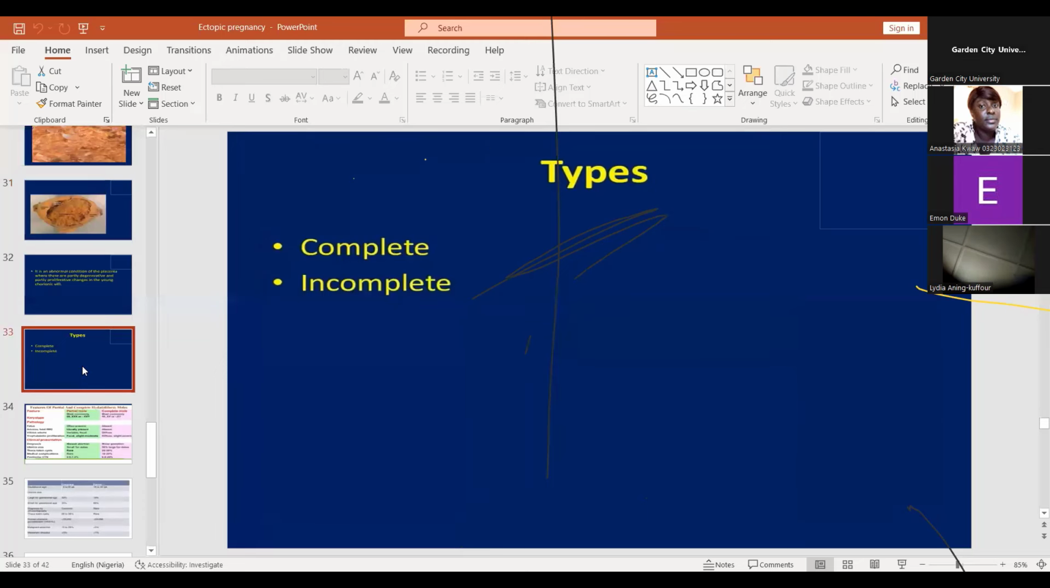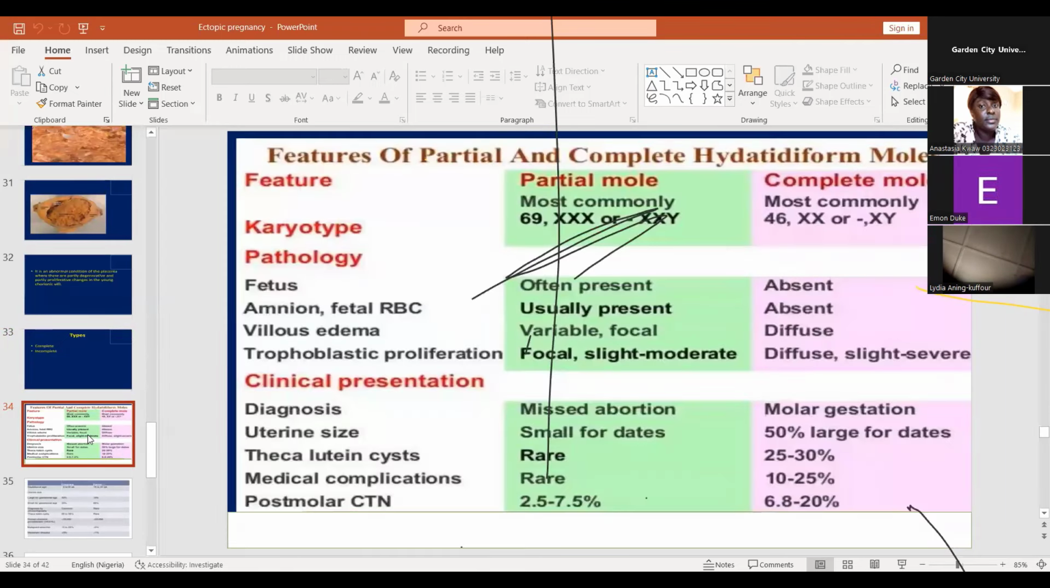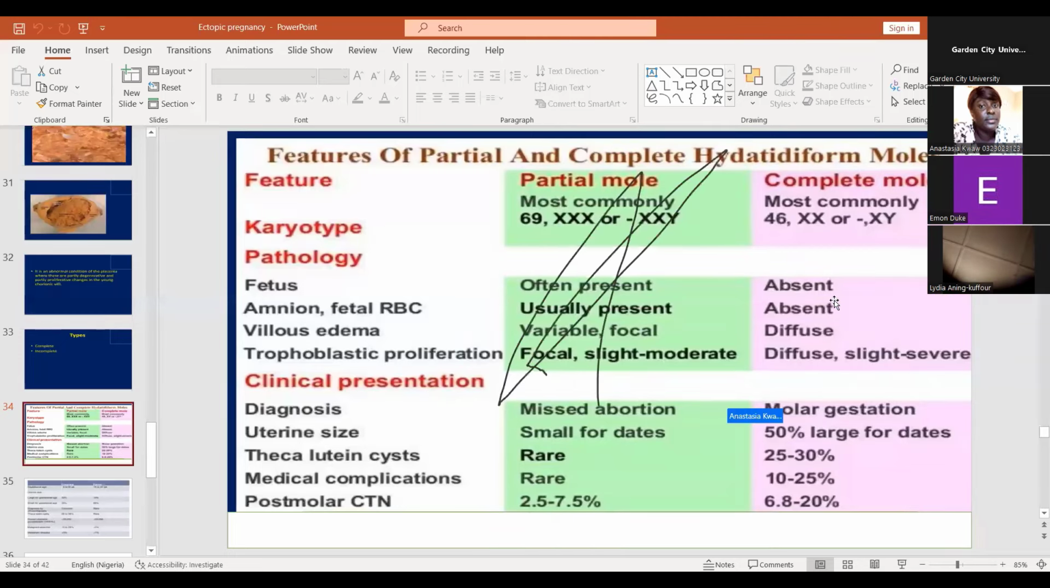Types of hydatidiform mole. You have the complete, you have the incomplete. The incomplete is sometimes called partial. So, features of partial and complete hydatidiform mole. So, you see here, these features here are for the partial, and the features there, as you can read, are for the complete. Now, you look at the features.